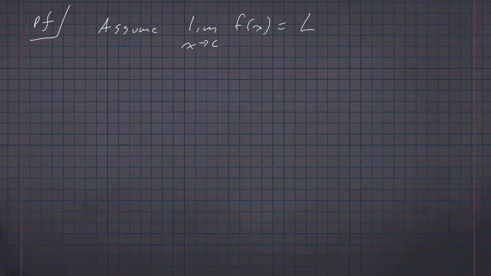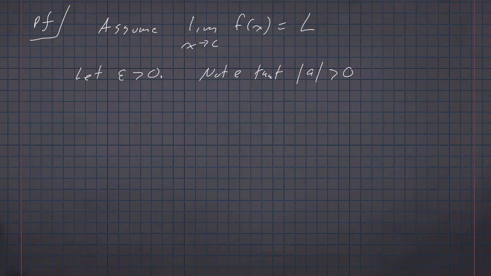And in order to prove it, we actually need a name for the limit as x approaches c of f of x. Let's call it L. And let's let epsilon be greater than 0. And I also want to notice here the absolute value of a is greater than or equal to 0. So epsilon over the absolute value of a is greater than 0 if a is non-zero.